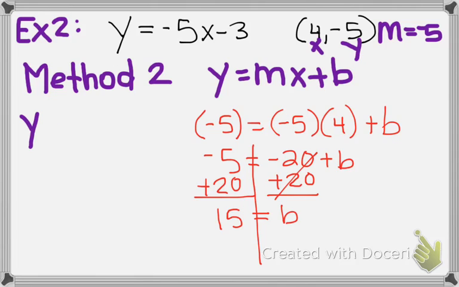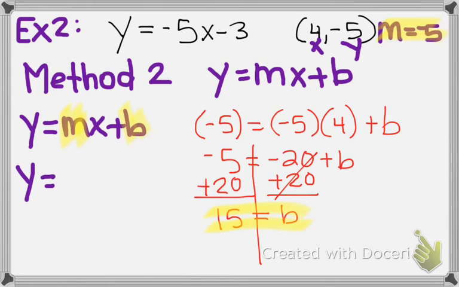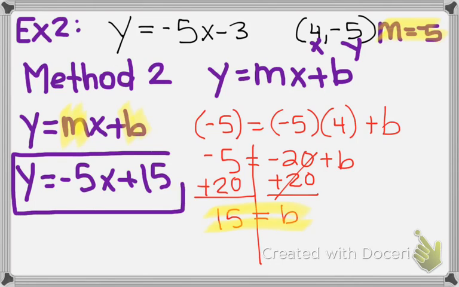Now I can write my equation by plugging in the slope and the y-intercept. My slope is negative 5. My y-intercept is 15. Y equals negative 5x plus 15. Notice that this answer is the same equation if you work it using point-slope formula.